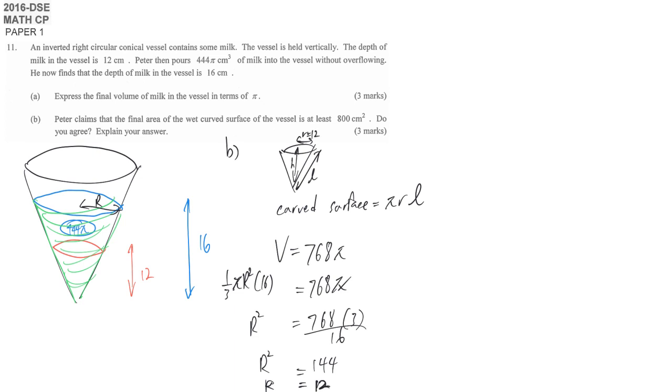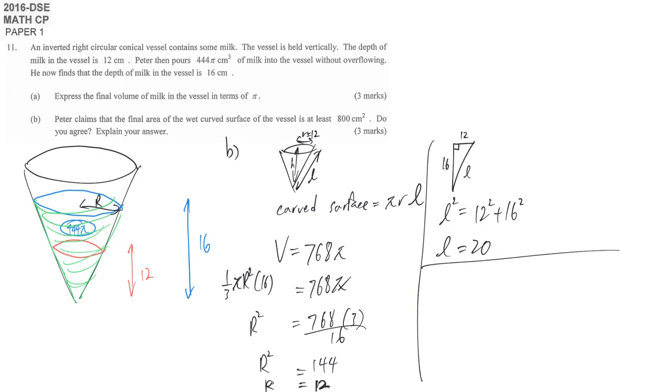After that, we also need to know the slant height. If we just focus on the cross section, this is a right angle triangle. The height is 16, the base is 12. So by the Pythagoras theorem, L squared is equal to 12 squared plus 16 squared. Or if you know it is 3 to 4 to 5, then we get L is equal to 20 directly. Now we have all the items we need. We have R, we have L. So we get the final answer.